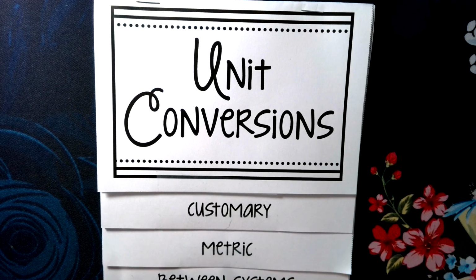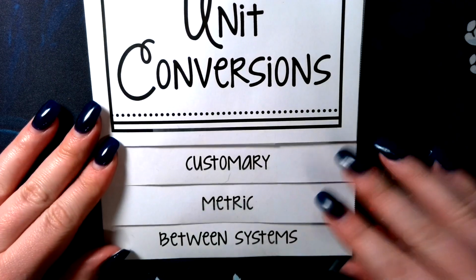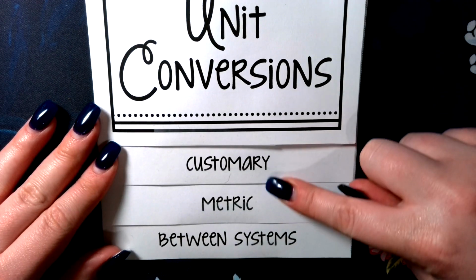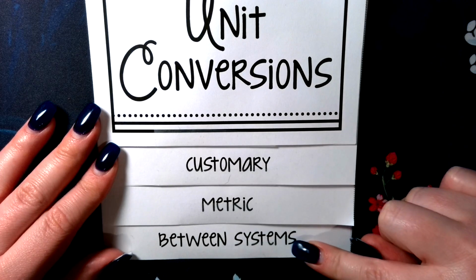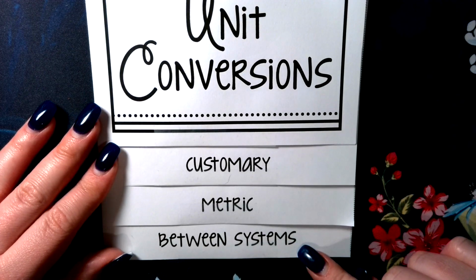All right, just to make sure that we're good so there's no confusions before you start, make sure it's customary, then metric, then between systems. Make sure it's in order. This is not going to go well for you.